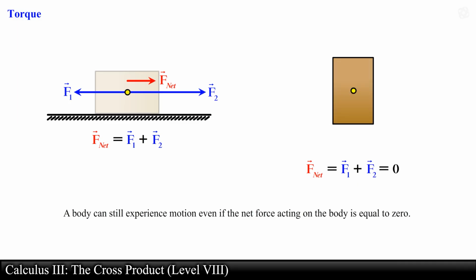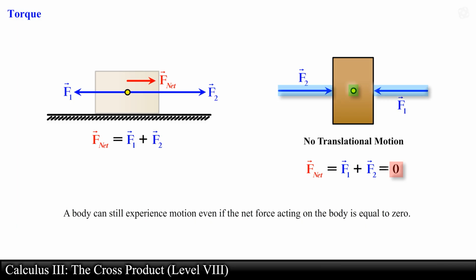For example, say we have a box whose mass is uniformly distributed and is sitting on a table. If we apply two equal forces opposite in direction along the center of the box, this will create a net force equal to 0, and the box will not accelerate.